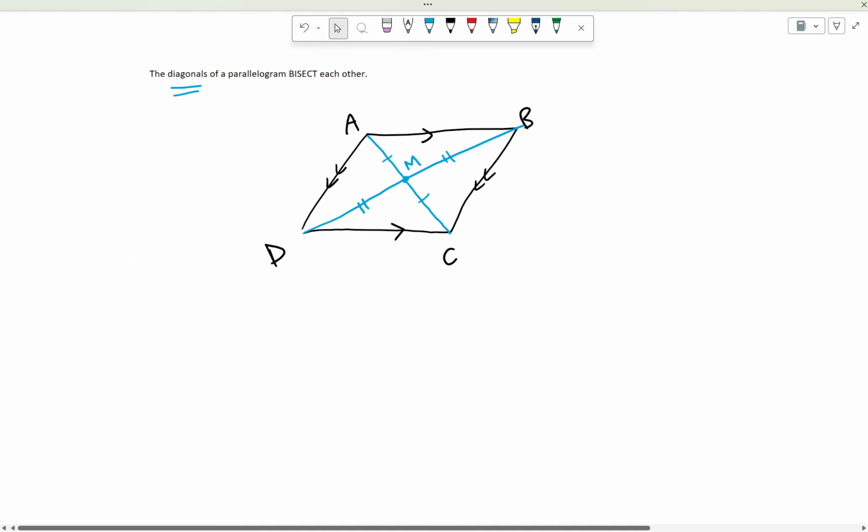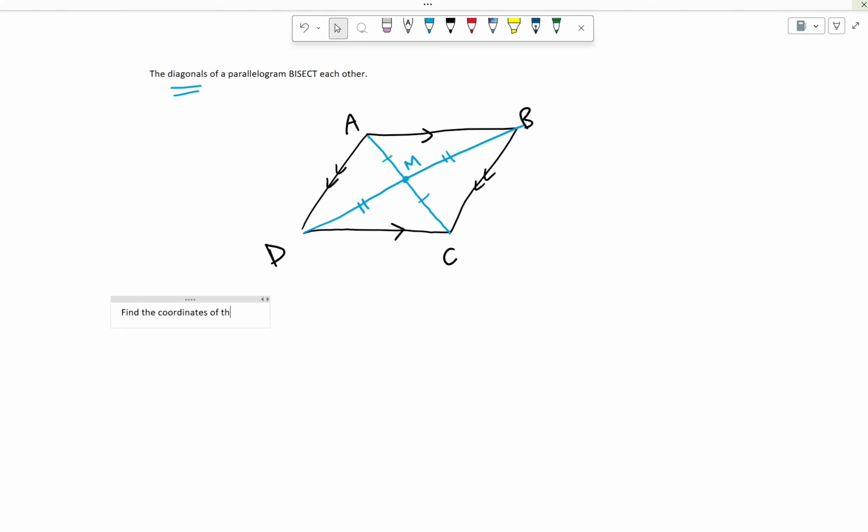So, that said, let's do the following. We're going to find the coordinates of the intersection of the diagonals of parallelogram ABCD with vertices A is (1, 0), B is (6, 0), C is (5, 3), and D is (0, 3). Okay, don't need to actually graph anything here.